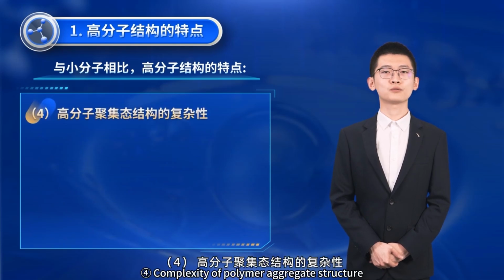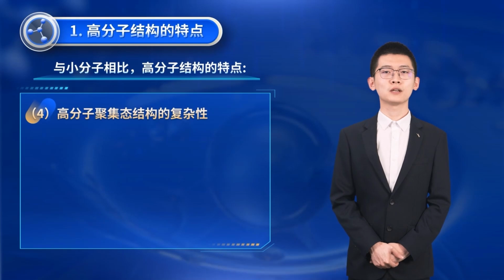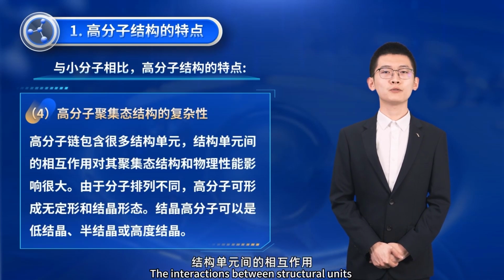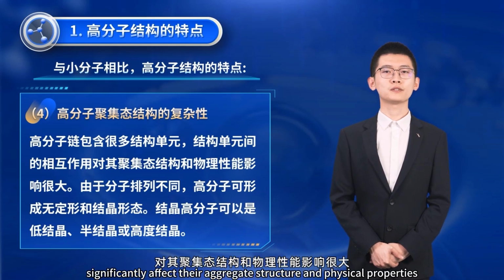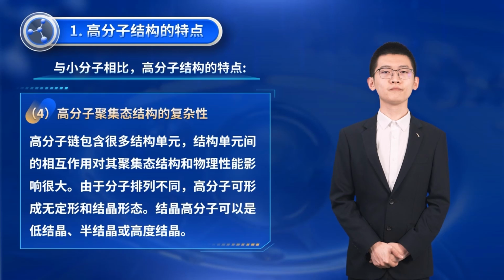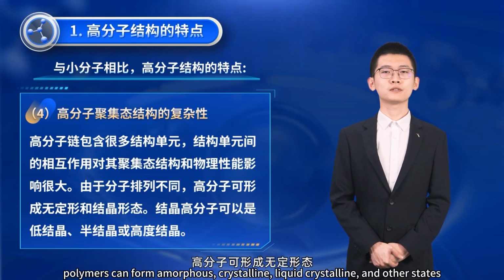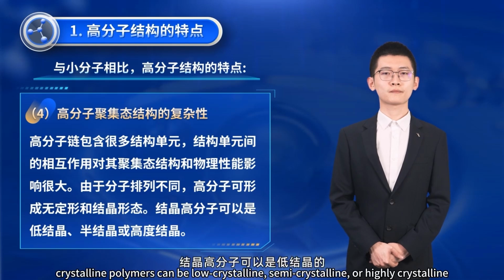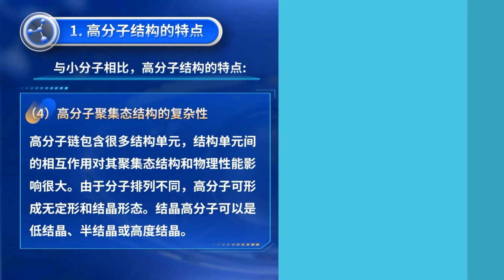Fourth, complexity of polymer aggregate structure. Polymer chains contain many structural units. The interactions between structural units significantly affect their aggregate structure and physical properties. Due to different molecular arrangements, polymers can form amorphous, crystalline, liquid crystalline, and other states. Depending on the degree of crystallinity, crystalline polymers can be low crystalline, semi-crystalline, or highly crystalline.